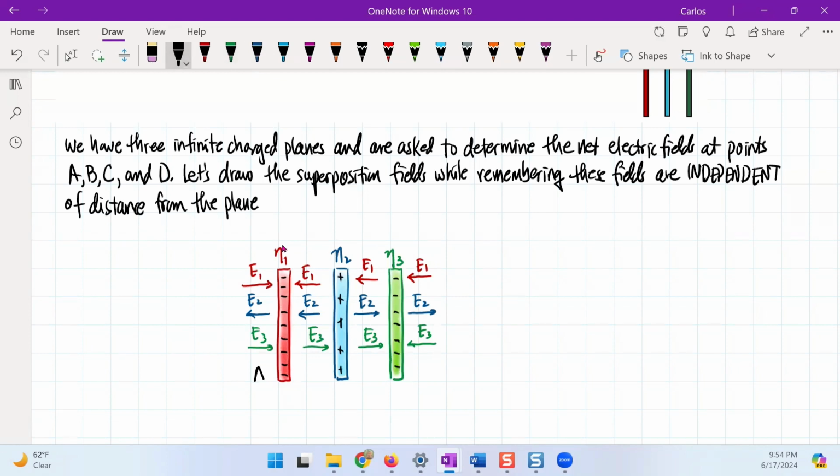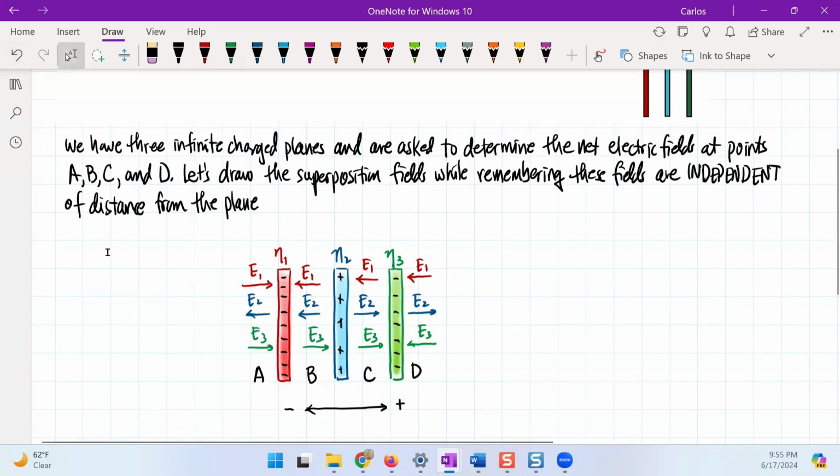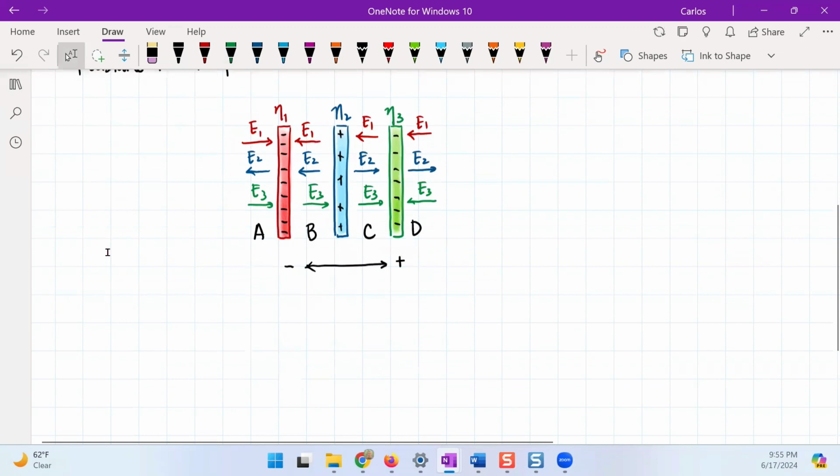Then I'm going to have A, B, C, and D. Because they're electric fields, I have to define a direction. So I'm going to choose my axis: that's my positive direction, and that's my negative direction. Now let's talk about this before we move on.